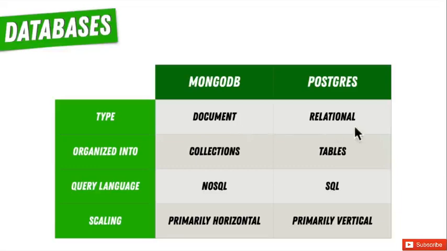Postgres, on the other hand, falls into what's called the relational model, which is what pretty much all SQL databases follow. Data is organized into tables which have rows and columns, and the tables are related to each other in some way. Relational databases really shine at modeling these relationships between tables of data.